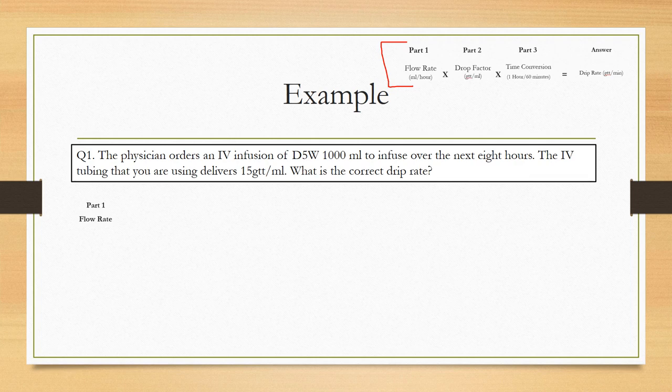So we have our formula up here, and we can calculate the first part right away, because the first part is flow rate, milliliters per hour. So what we're going to do is just calculate the flow rate. None of this is important to us. Well, actually this part is. It's 1000 milliliters you're infusing into the patient over the next 8 hours. So you're going to do 1000 divided by 8, and that's going to give you your flow rate. And what that gives you is 125 milliliters per 1 hour.